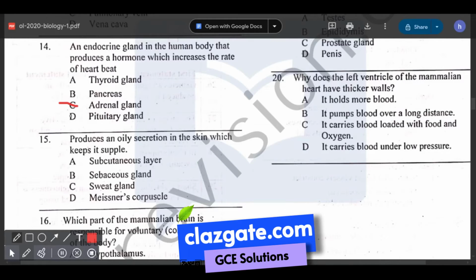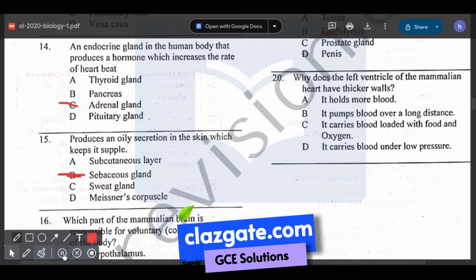Gland. Okay, that's option B. The sebaceous glands are microscopic glands found in most areas of the skin except for the palms of your hands and the soles of your feet. They are attached to hair follicles and produce sebum, an oily, waxy substance that helps to keep your skin hydrated and supple. So the answer is sebaceous gland, choice B.